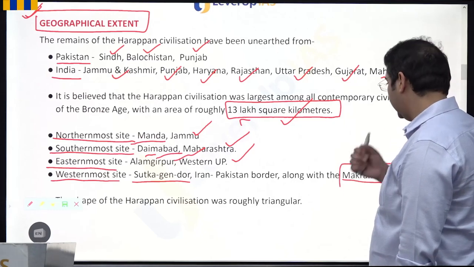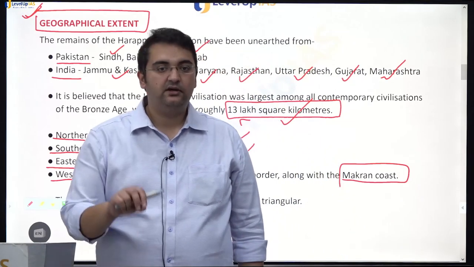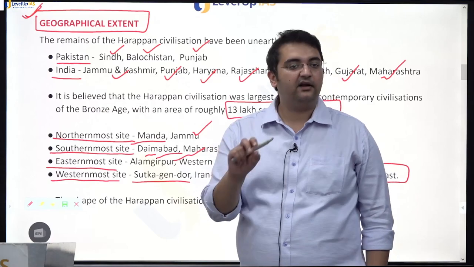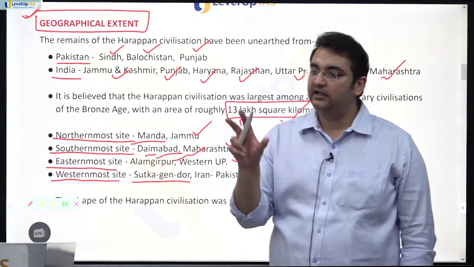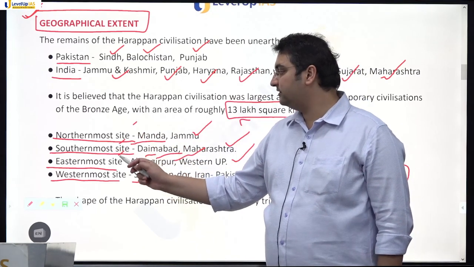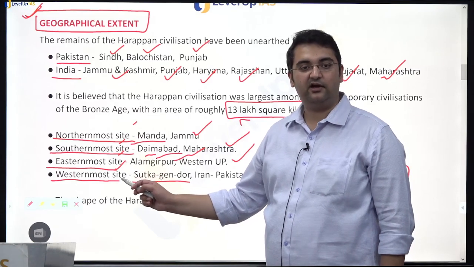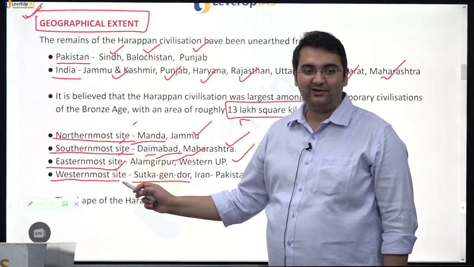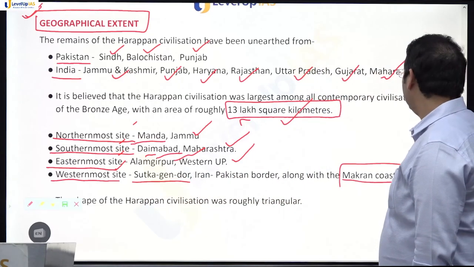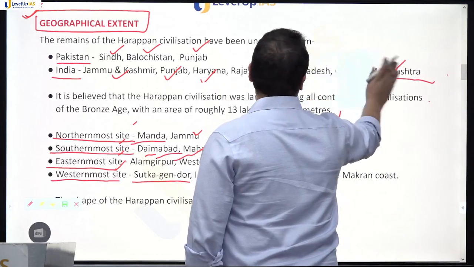ठीक है? अच्छा, now a few years back the UPSC asked a question: which geometrical figure roughly corresponds to the shape of the Harappan civilization? तो बताओ, northernmost, southernmost, easternmost, westernmost कैसा होना चाहिए? Rectangular, square, rhomboid, triangular, circular क्या होना चाहिए? Triangular होना चाहिए, पक्का? Roughly triangular. The idea is that यहाँ पे खाली स्पेस कहाँ से मिलेगा?